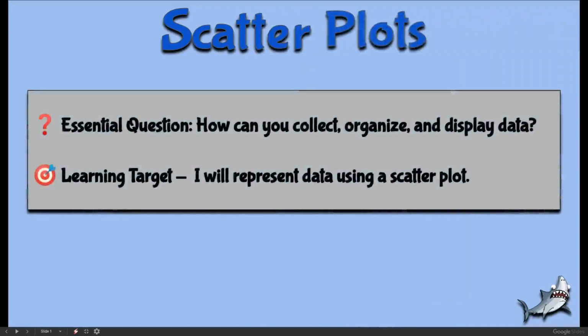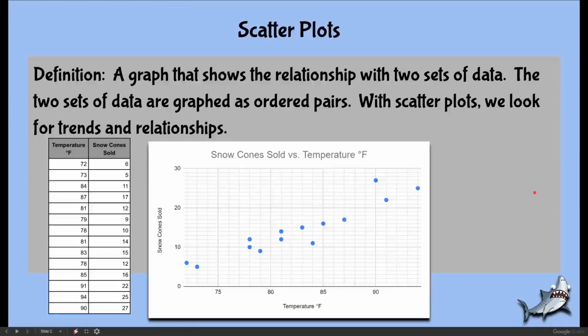We're going to do scatter plots today. Our essential question is, how can you collect, organize, and display data? Our learning target is, I will represent data using a scatter plot. All right, what is a scatter plot?